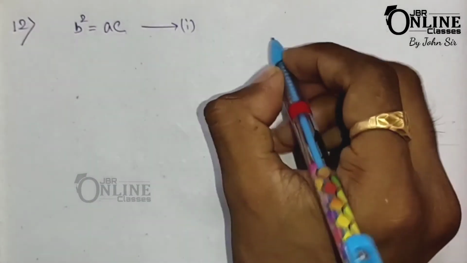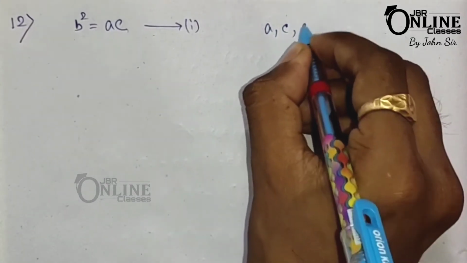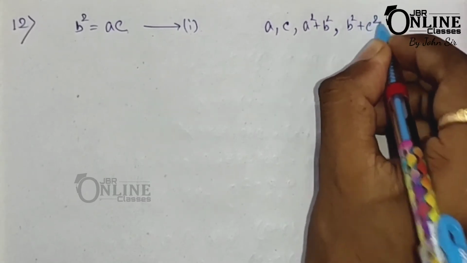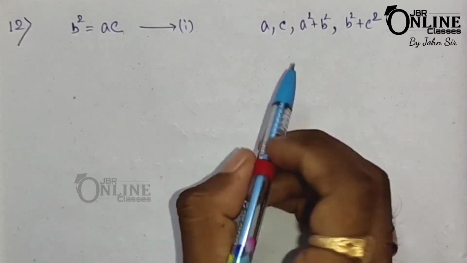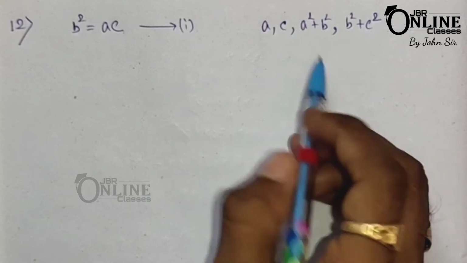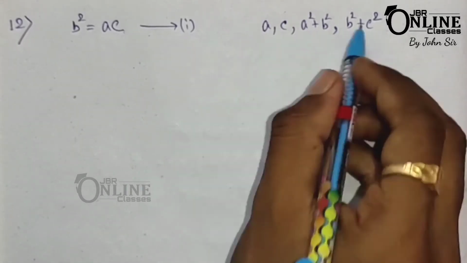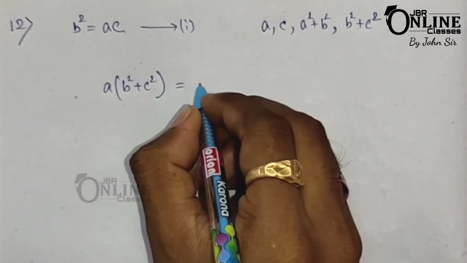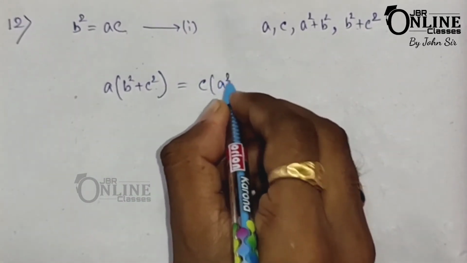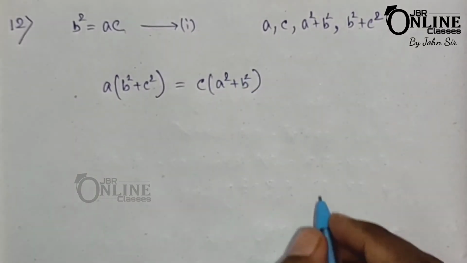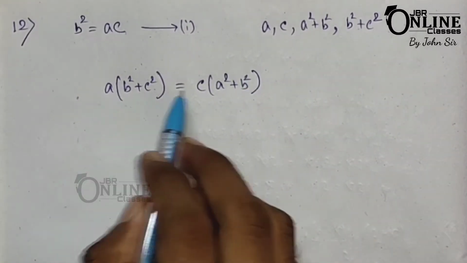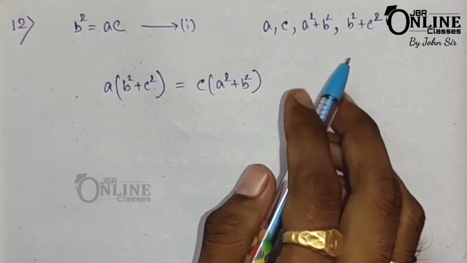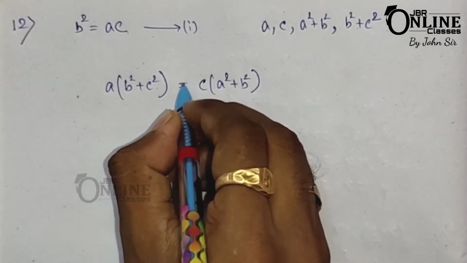Now you have to prove that a square plus b square, and the last one b square plus c square are in proportion. So if these four numbers are in proportion, that means the multiplication of first and the last, so a into b square plus c square, equal to the multiplication of second and third, that means c into a square plus b square. So if these two sides are equal, then we can prove that these four numbers are in proportion. Suppose this is the first side and this is the second side.